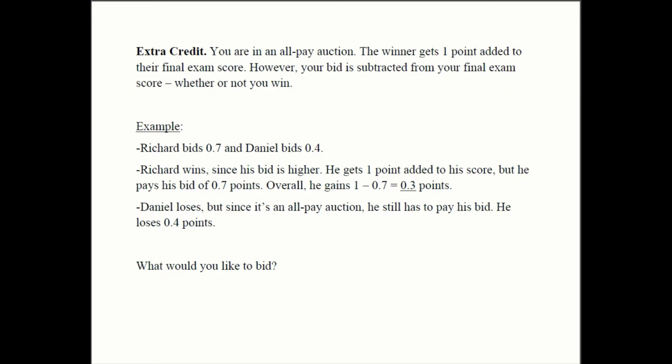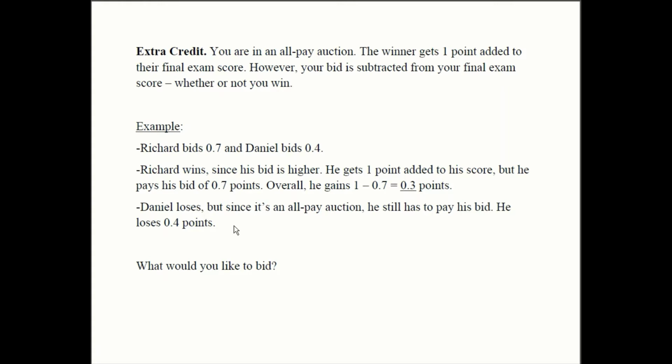As an example, if Richard bids 0.7 and Daniel bids 0.4, Richard has the higher bid, so Richard gets the one extra credit point. He pays his bid of 0.7, so overall he gets 0.3. Because in an all pay auction, Daniel still pays his bid even though he loses, so Daniel loses 0.4 points. As you can see, it's definitely possible to lose points in this game, so participation was optional.